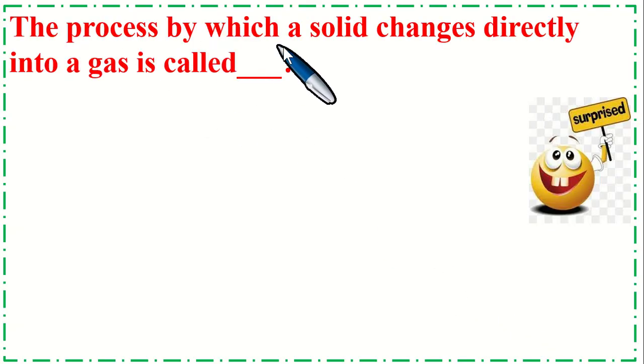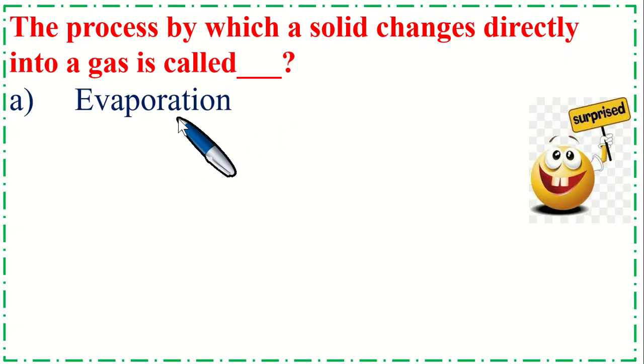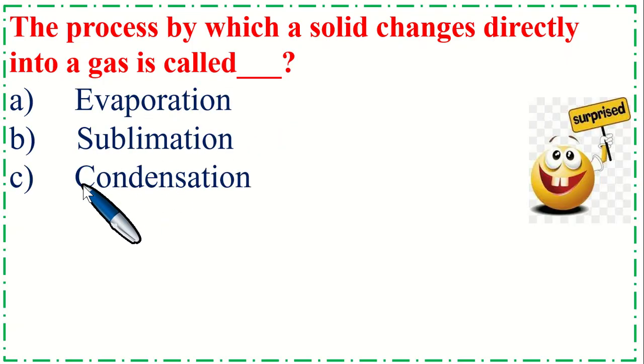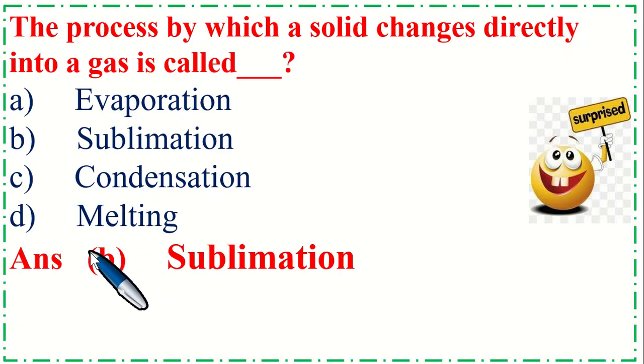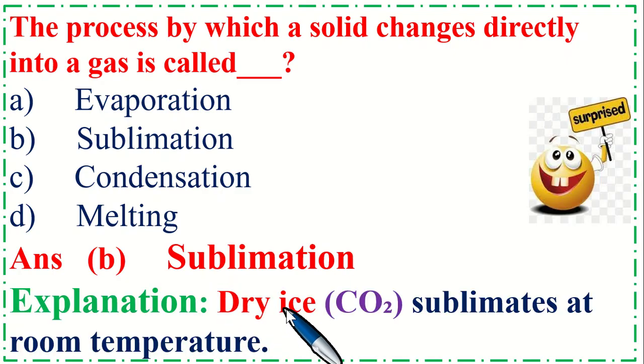The process by which a solid changes directly into a gas is called dash. Option A evaporation, B sublimation, C condensation, and option D melting. So the correct option is B sublimation. Dry ice, CO2, sublimates at room temperature.